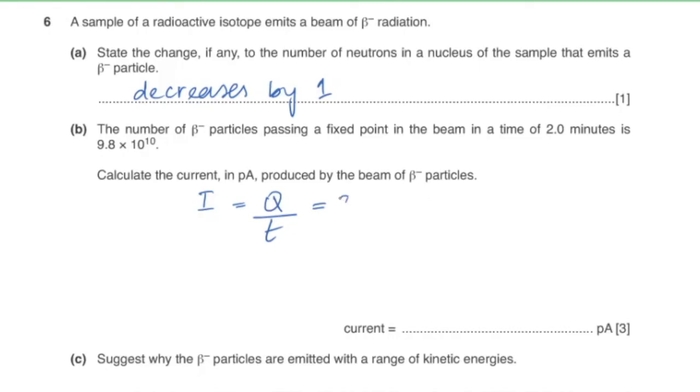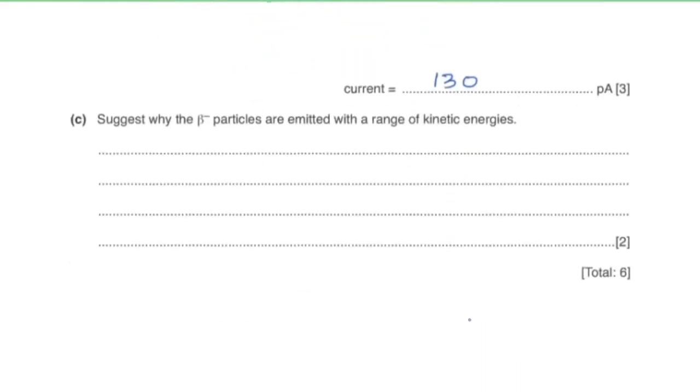So the number of beta minus particles is 9.8 times 10 to the power of 10, times the charge of each beta minus particle or an electron, 1.6 times 10 to the power of negative 19, divided by the time interval. That's 2 minutes. We'll convert that to seconds. So we'll have a current of 130 picoamperes.